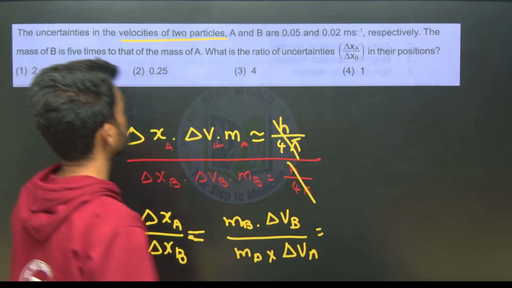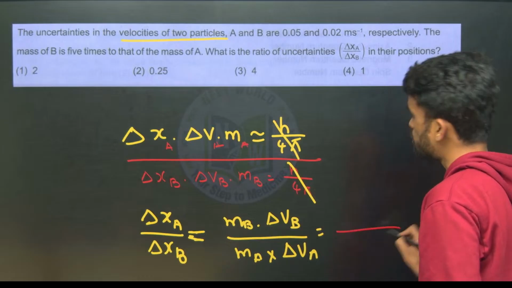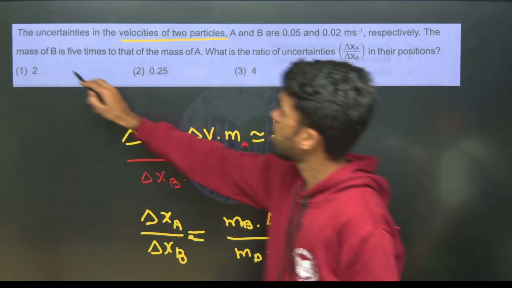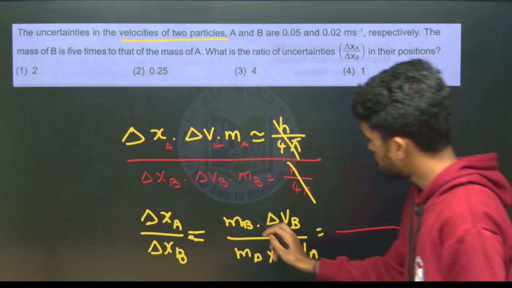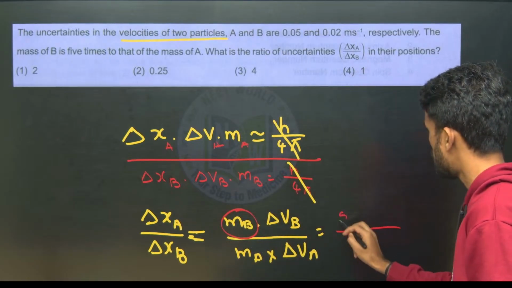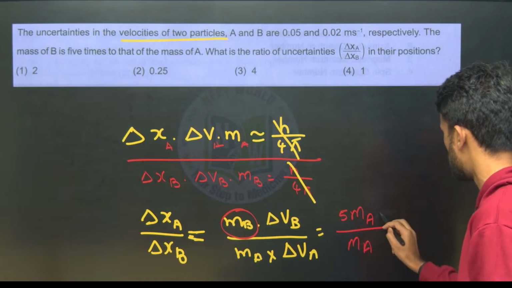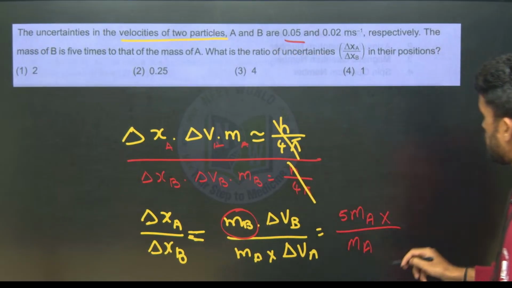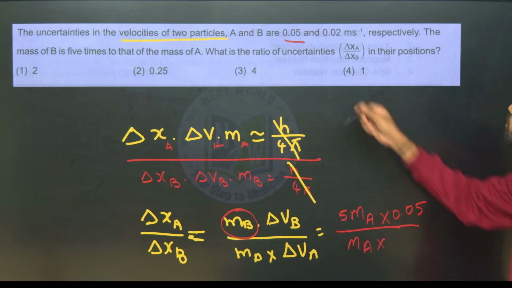So what is mentioned here about the mass of B? The mass of B is 5 times the mass of A. So for mass of B I can write 5 times mass of A, and mass of A we already have here. What about the velocity of A given? 0.05. And what is the velocity of B given?